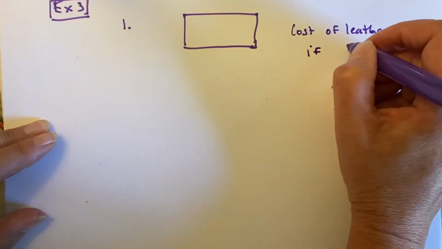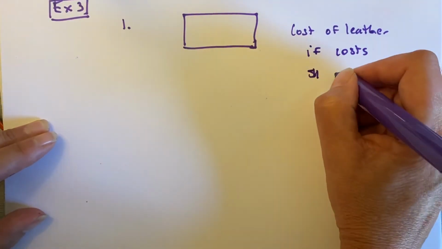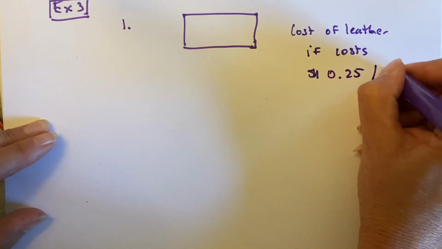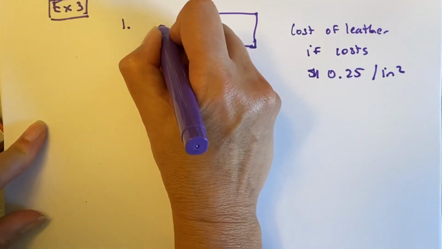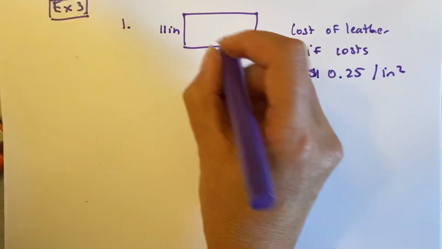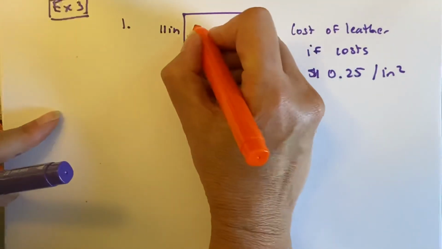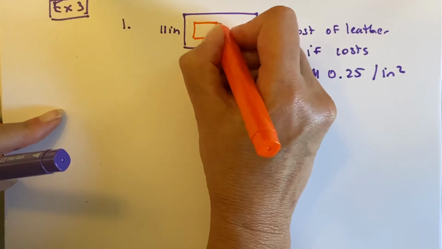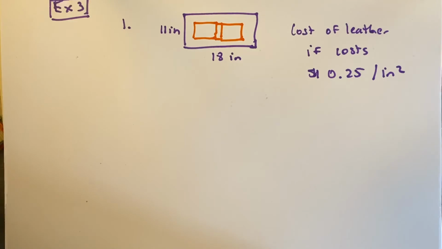If I know that this costs 25 cents per square inch. Okay. All right. So the book was actually quite helpful. They told you that this is 11 inches and 18 inches, right? And the book is going to go somewhere inside it. Kind of like this. Right. So here's your book, and you're putting the leather on the outside. And they gave you the picture. They made it easy for you.